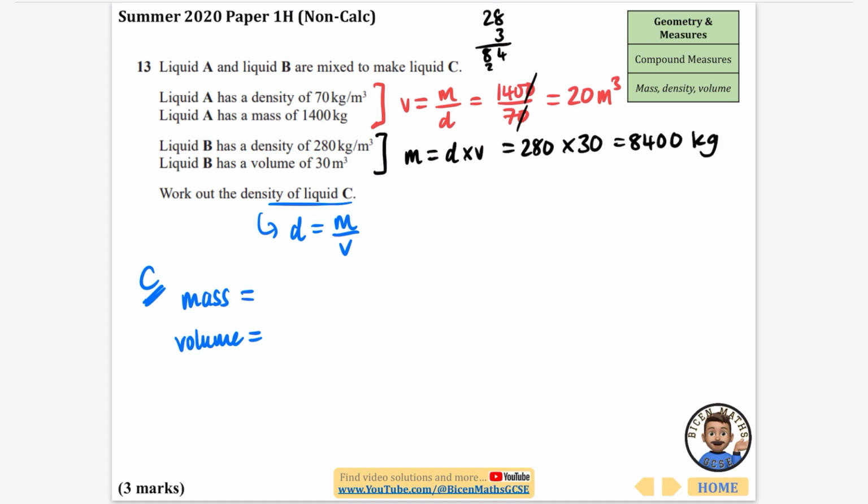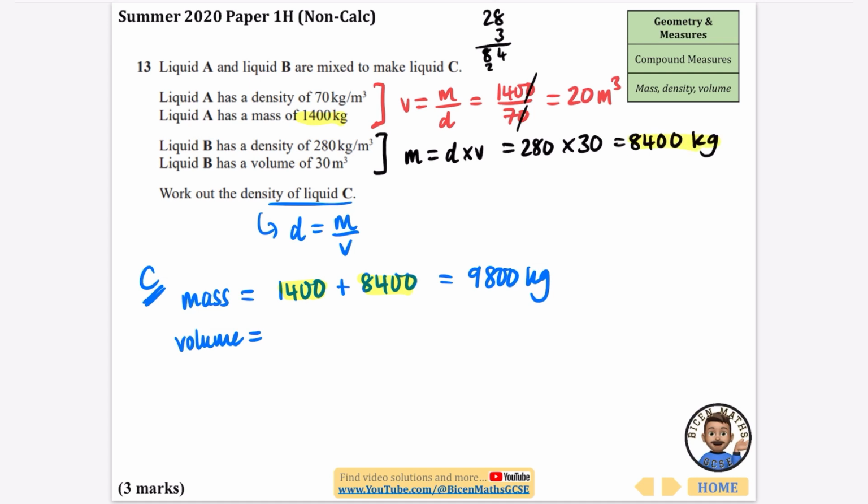So now we can work out what the mass is going to be for C. It's going to be the mass of A, which is 1,400, plus the mass of B, which is 8,400. And when we add these together, we get 9,800 kilograms. Now we're going to work out what the volume of C is. So let me just quickly highlight where these came from. The mass of 1,400 came from here, and then the 8,400 here.